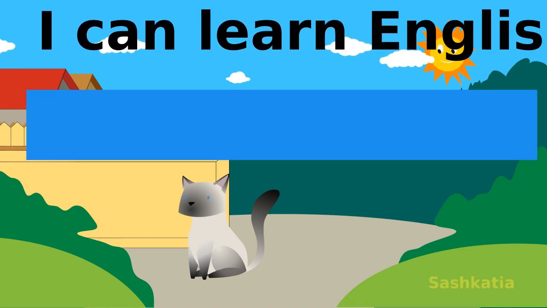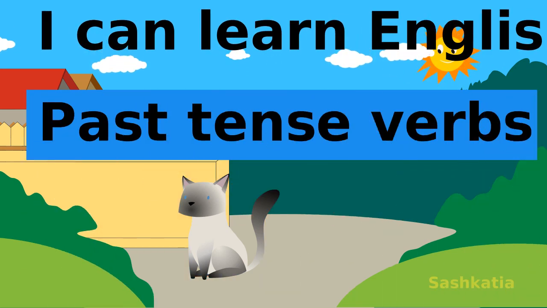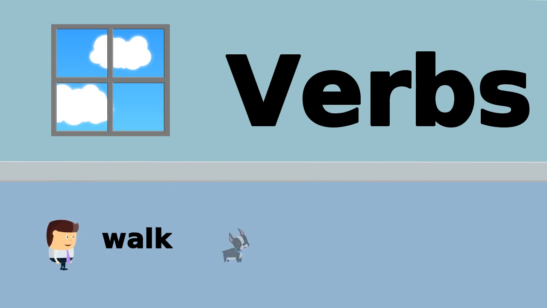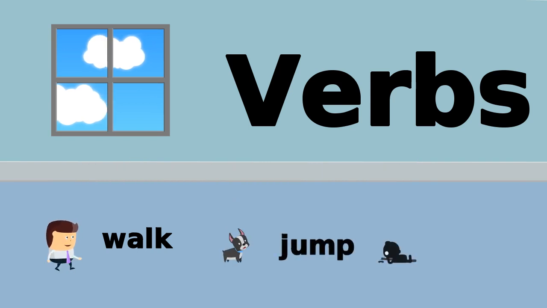I can learn English. Past tense verbs. In English, verbs are doing or action words like walk, jump, and play.